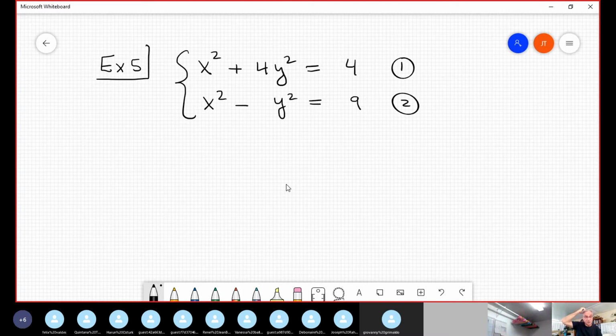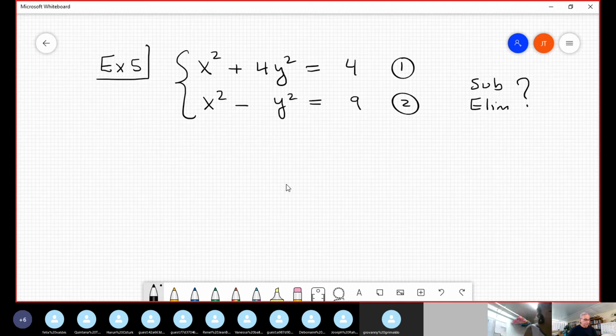So I try to think what is the best way for solving the nonlinear system. Substitution or elimination? What do you think? Substitution or elimination? Elimination, because I can see clearly.